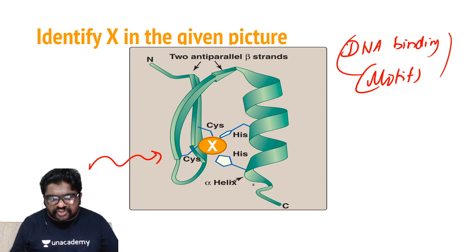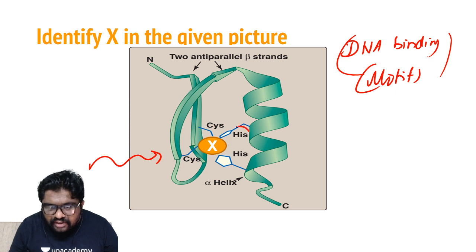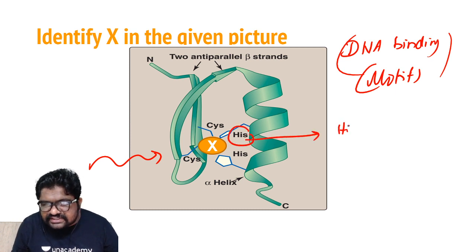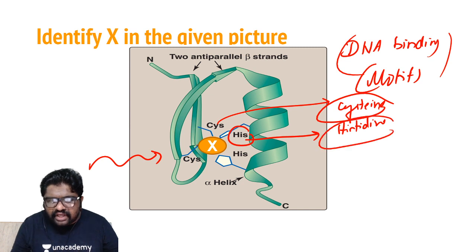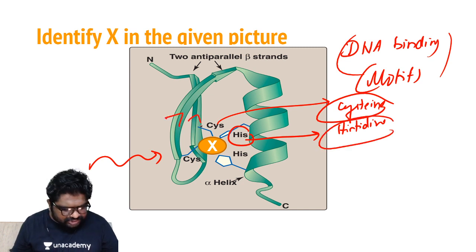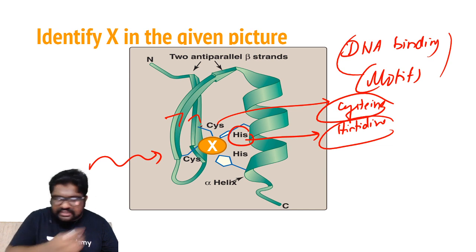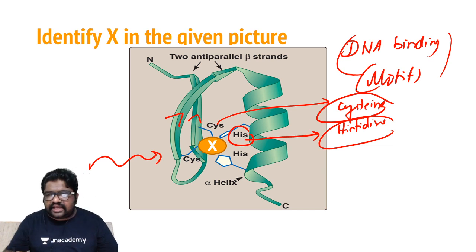Okay, Shubhendra, it is not histone. See, here you have his. This his is histidine. And here you have cis. Cis is cysteine. And cysteine is an amino acid, histidine is an amino acid. They're coming through the protein structures. Okay, Roshan RP is saying it is iron. Excellent. I have given you the clue.